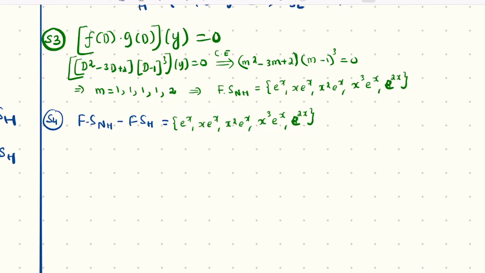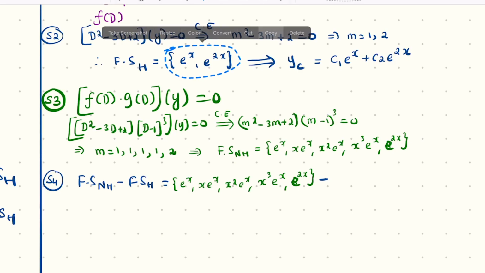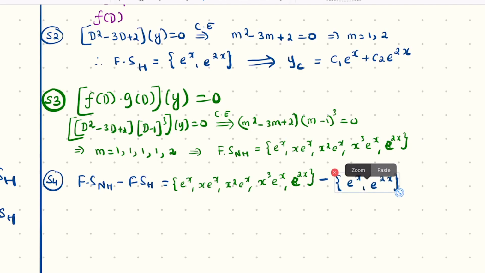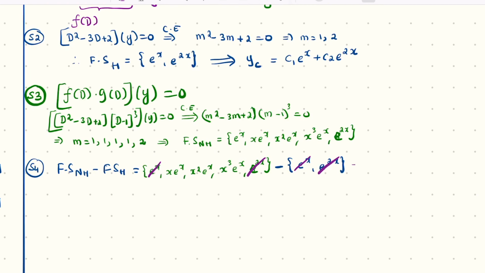And minus f_sub_h, let me copy this also here. If I do that, you would agree with me that e^x and e^x will go away, e^(2x) and e^(2x) will go away. So I will be left with the following: the set x e^x, x squared e^x, x cubed e^x.